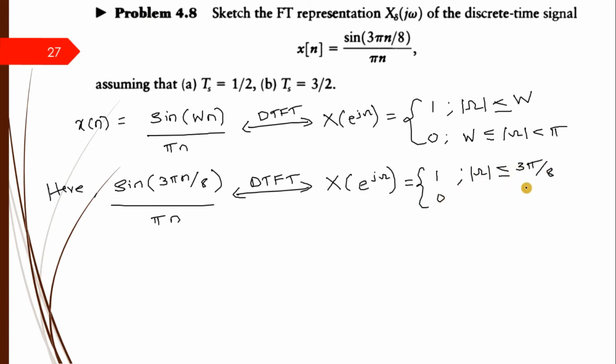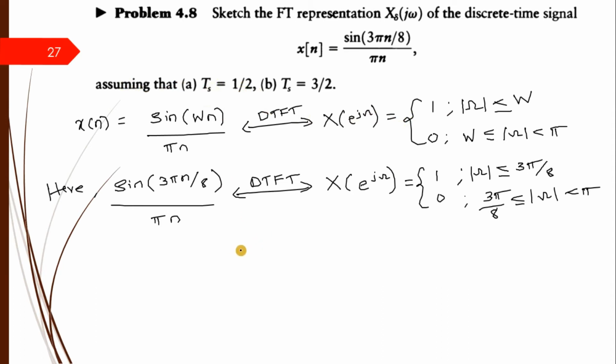Okay. So for 0 otherwise, you have to write it as 3 pi by 8 less than pi. That's it. Now very simple. So what they have asked is, assuming that Ts value is 1 by 2, sketch the waveform. So you need to sketch the square waveform. That's it. Rectangular pulse you need to sketch, assuming Ts to be 1 by 2.